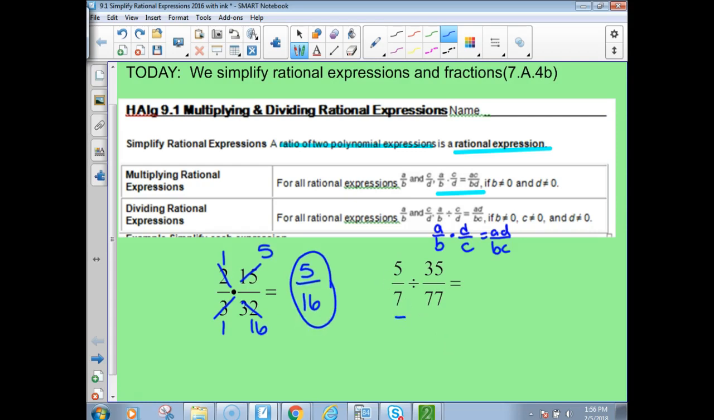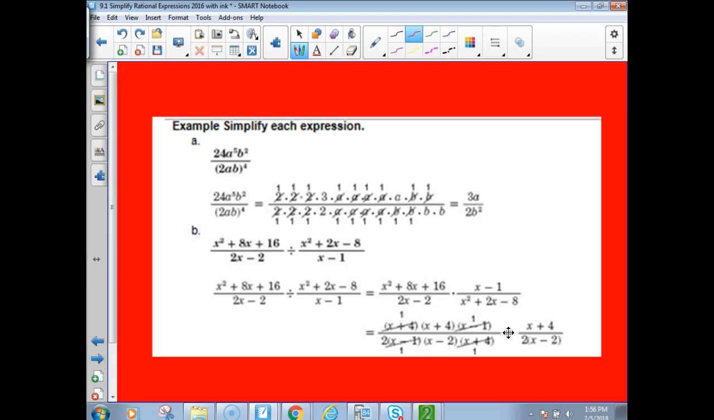If you were doing this problem in the past, you would change division to multiply by the reciprocal, and then you could do the same cross-canceling idea. 7 goes into 7 once, into 77 11 times, and 5 goes into 5 once, and into 35 7 times. So this answer would have been 11 over 7. Let's not spend a bunch of time looking at this example that's filled out for you. What I want to explain to you is, I am not going to make you do this. Do you want to expand that all out? Probably not, and here's what we'll do.